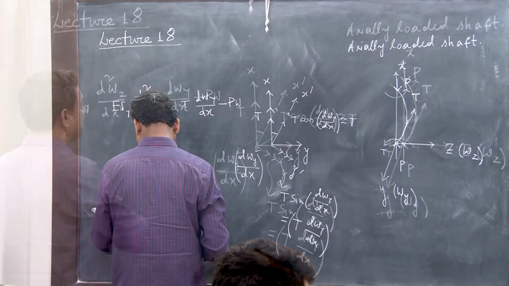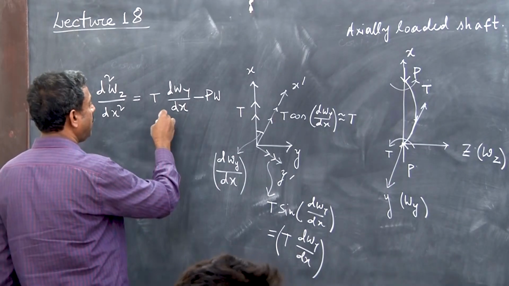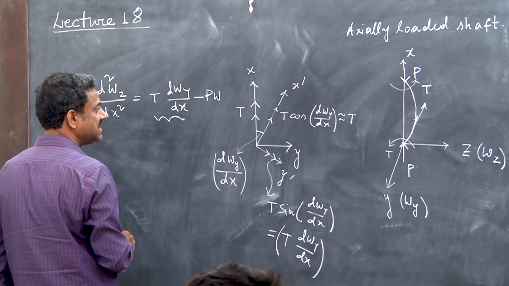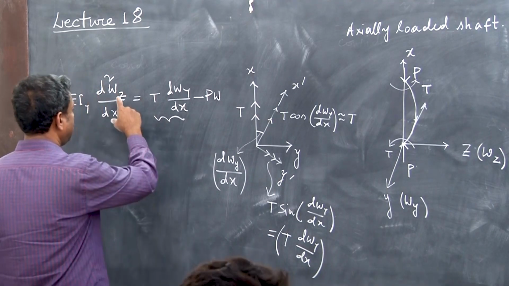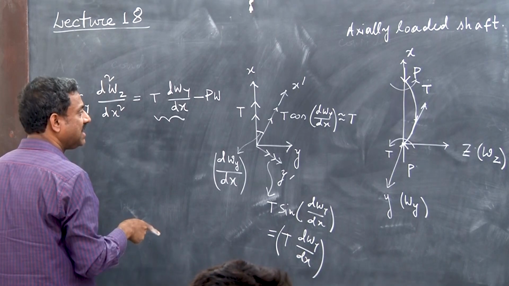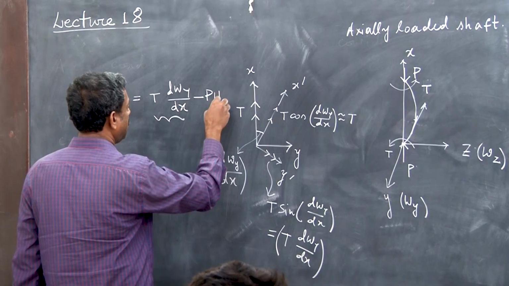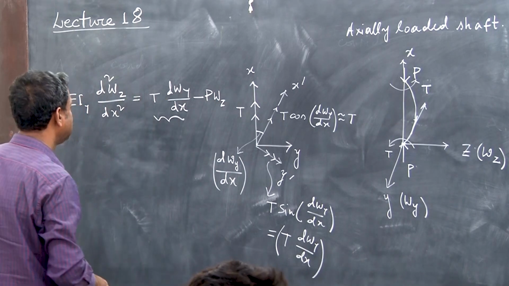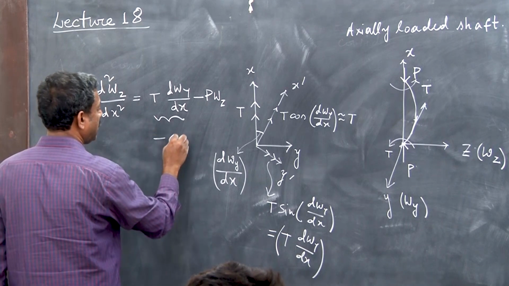So this is the component of torque that is contributing to bending. And then for bending with respect to the z axis, the deflection will be along y, so this will also be PWz, the same. This will be one equation.